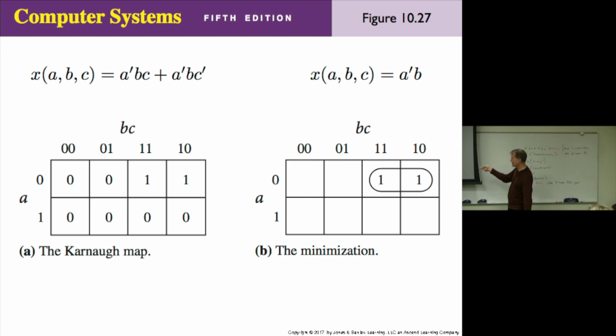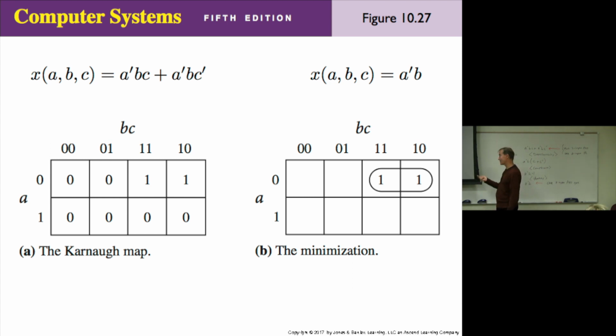So it's A prime B. You just look at the Karnaugh map and say, oh, that's A prime B. You don't have to do all of this algebra. You just look at it and interpret the regions. You can see that it's where A is 0 and where B is 1. So you can just read it right off the Karnaugh map. You don't have to do all that Boolean algebra. Is everybody with me on this?